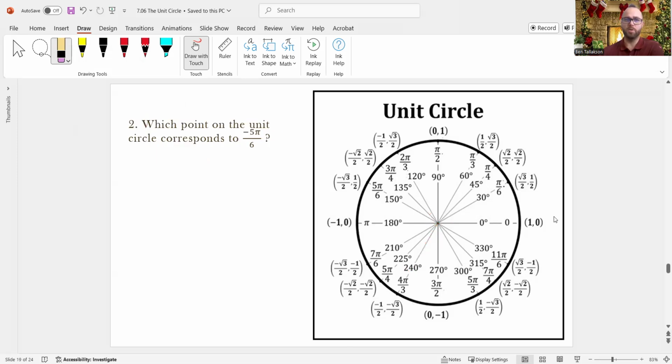All right, number two. Which point on the unit circle corresponds to negative 5 pi over 6? Pay close attention to what the question's asking you as you work this out.